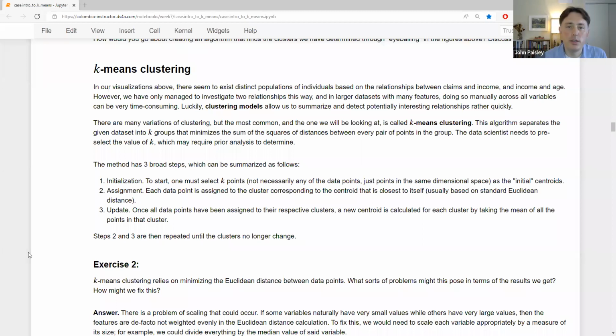So in the visualizations above, there seem to exist distinct populations of individuals based on the relationships between their claims and their income and their age. So there seems to be some relationship between claim, income, and age that allows people to group into different kinds of cohorts. However, we've only managed to investigate 2 relationships this way. And in larger data with many features, doing so manually would be difficult and time consuming.